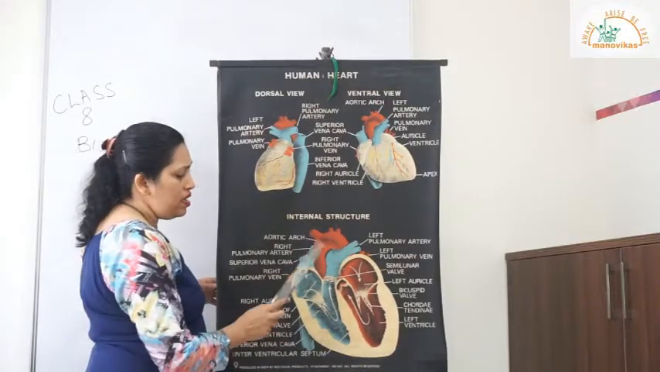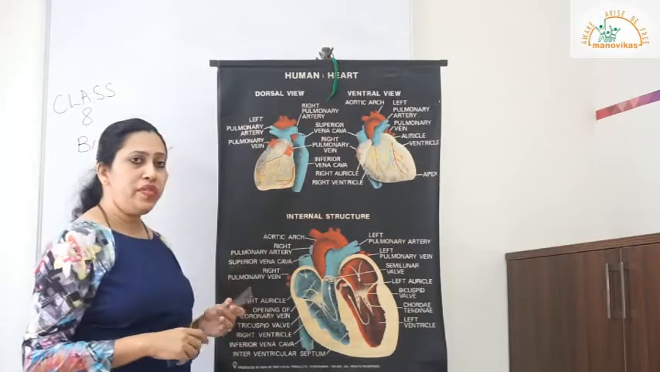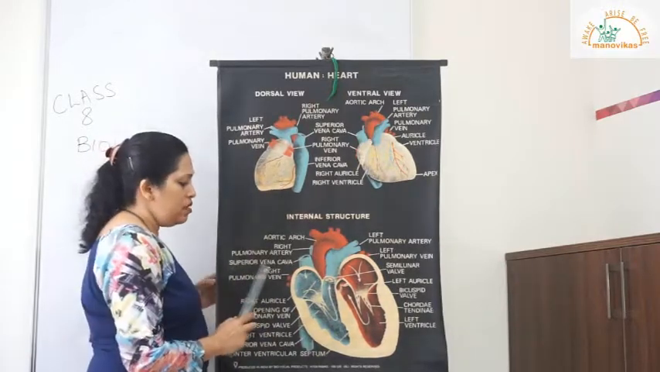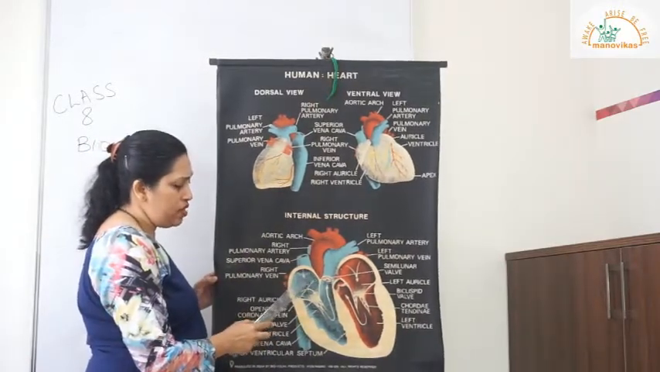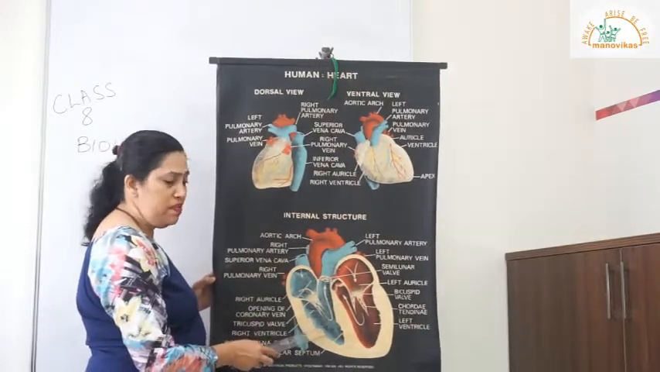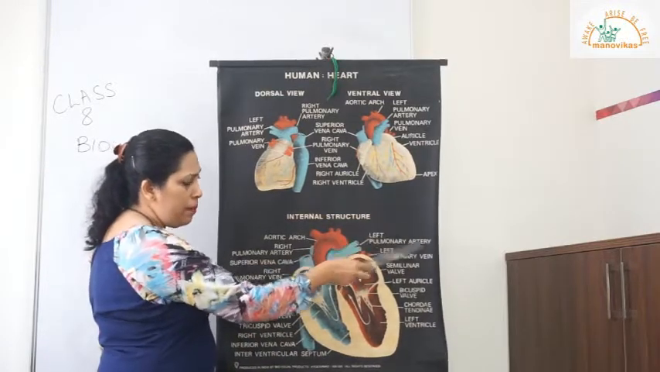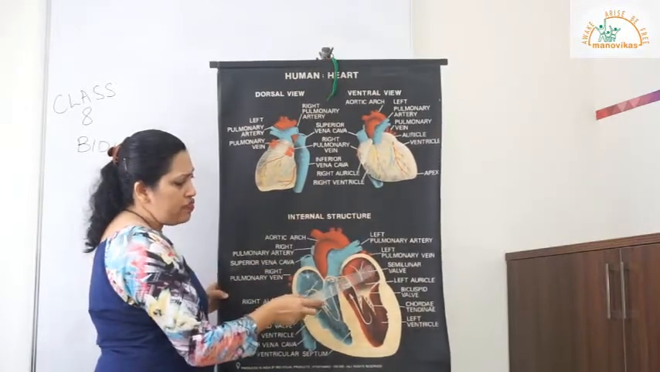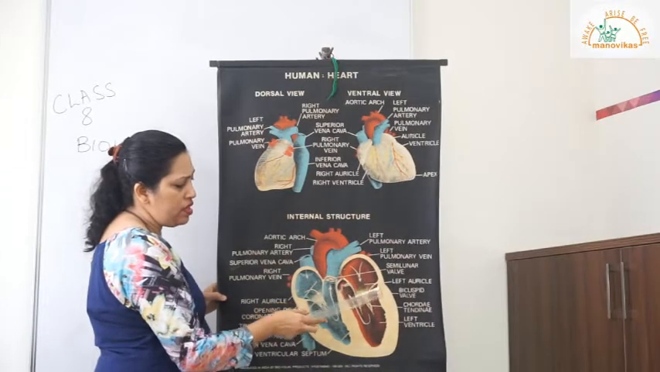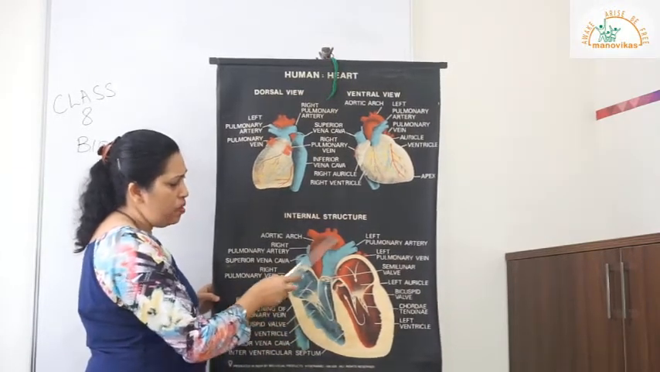So both these bloods do not get mixed up. The deoxygenated blood and the oxygenated blood never get mixed up, because as I told you in the last video, this blood comes here to the right auricle, from there it will go to the right ventricle, then it will go to the lungs. From the lungs it will come back to the left auricle. From the left auricle it comes to the left ventricle, then it will pass to the whole body.